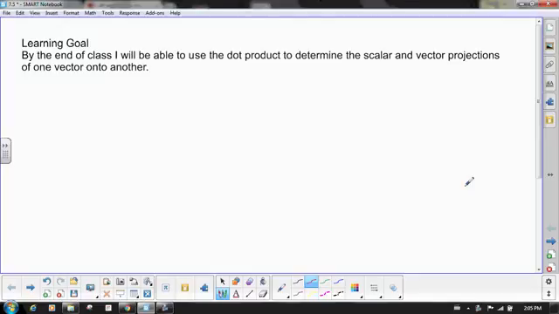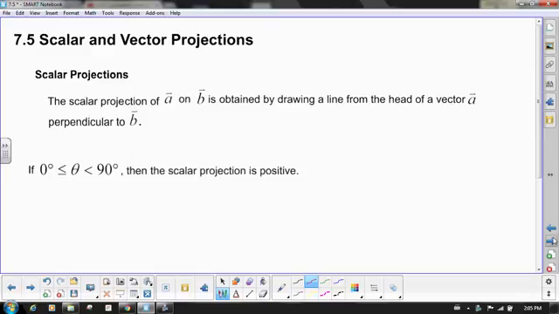Okay, so this lesson is going to focus on using the dot product to determine something we call a scalar and a vector projection of one vector onto another. Scalar projection is essentially how much one vector shadows another. Or another way to think of it, how much of one component do they have in common? The order is important, once again, A onto B.